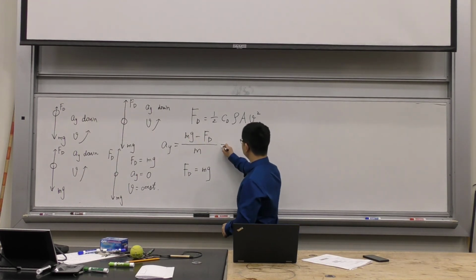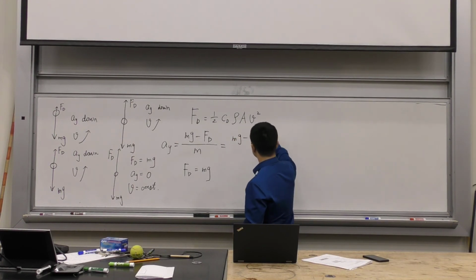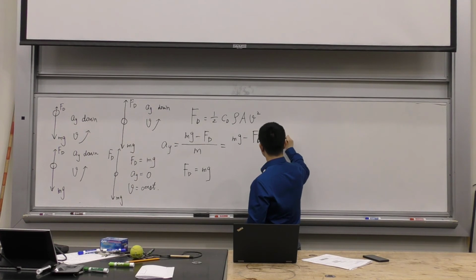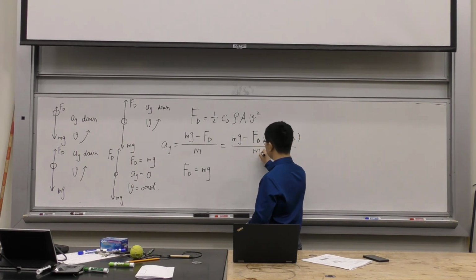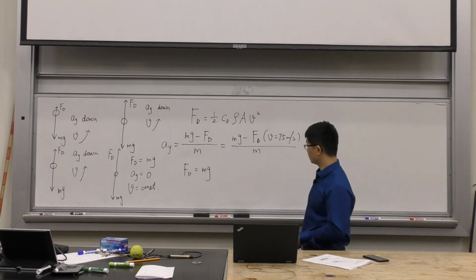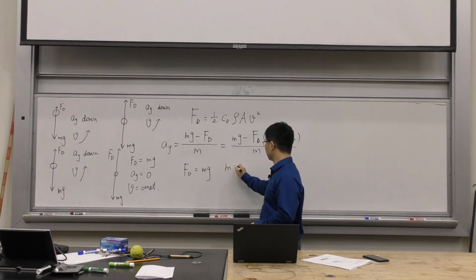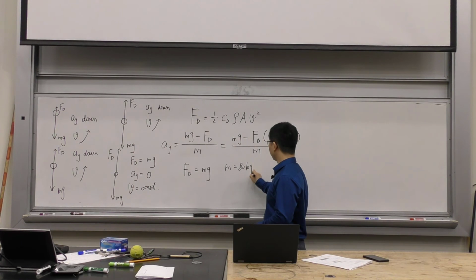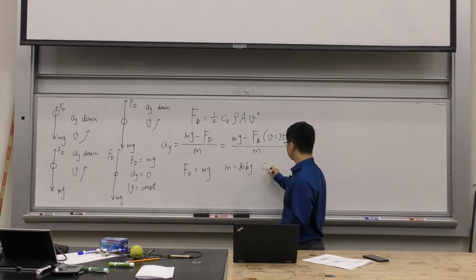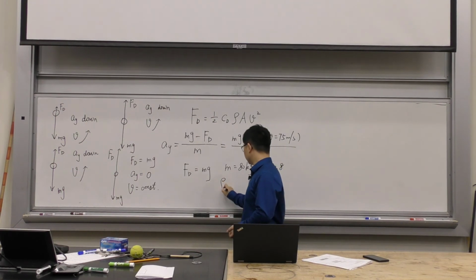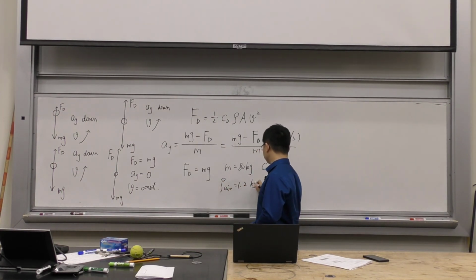So all I need to do is calculate the air drag on this skydiver when her speed is 75 meters per second, because I already have all the numbers I need. I have the mass of this skydiver, 80 kilograms. I have the C_D, 0.8 in this case. The density of air is still 1.2 kilograms per cubic meter.